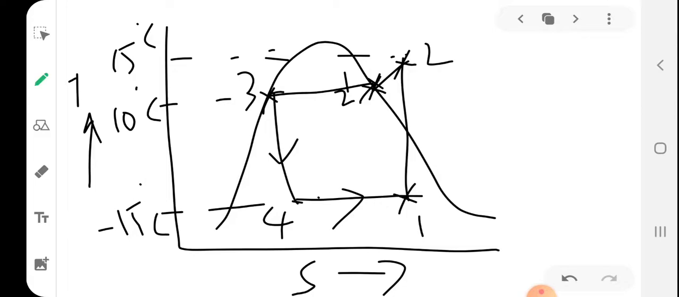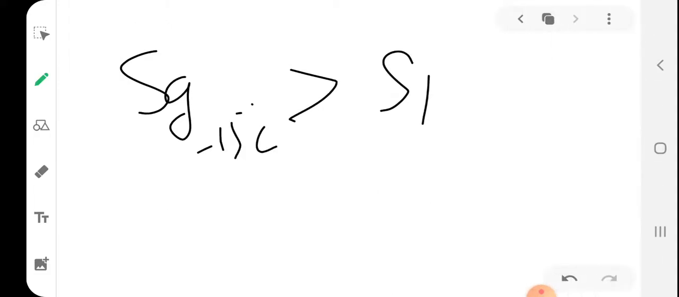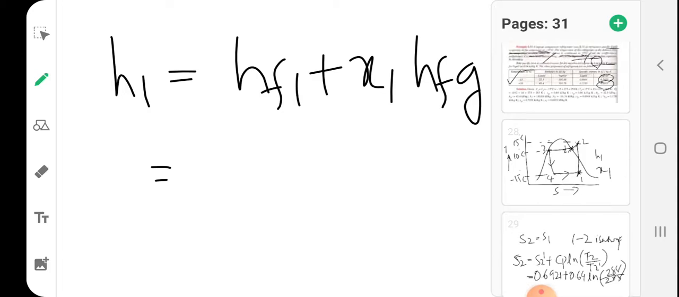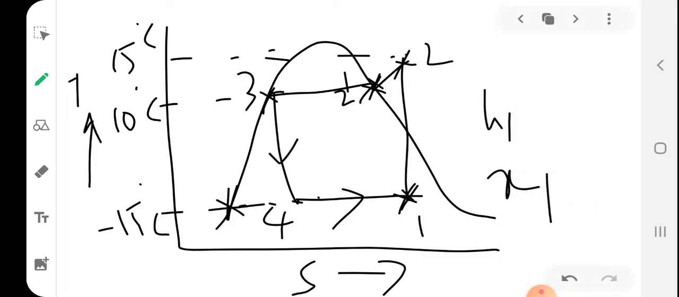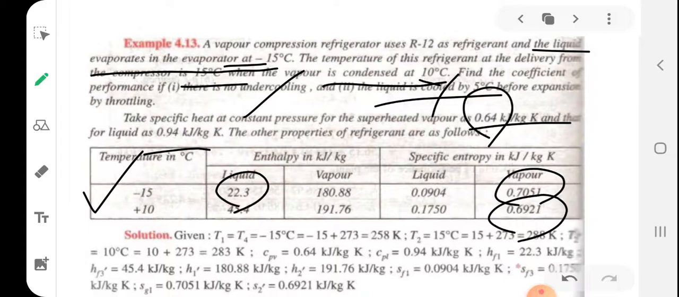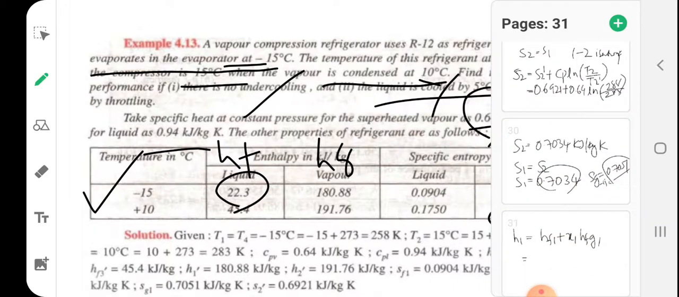Now you have got the entropy here. Now how to find H1? Since it is inside the dome, you have to apply the dryness fraction x1. H1 will be equal to Hf1 plus x1 into Hfg1. Hf1 will be the value corresponding to this point, which is 22.3, and Hfg1 will be the difference between Hg and Hf, which is 180.88.